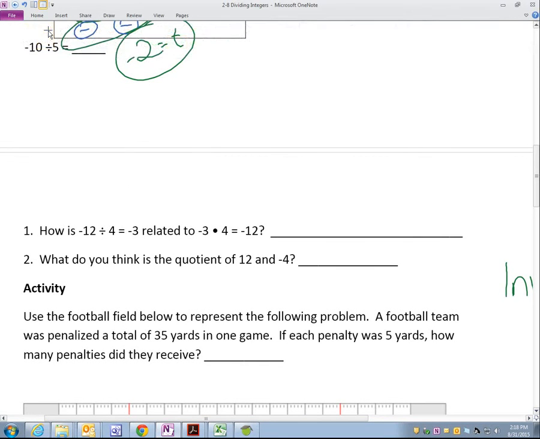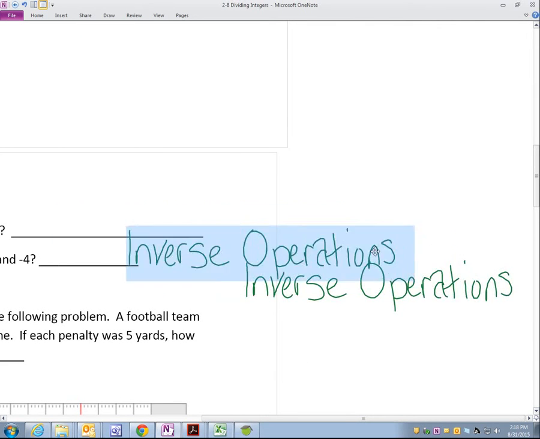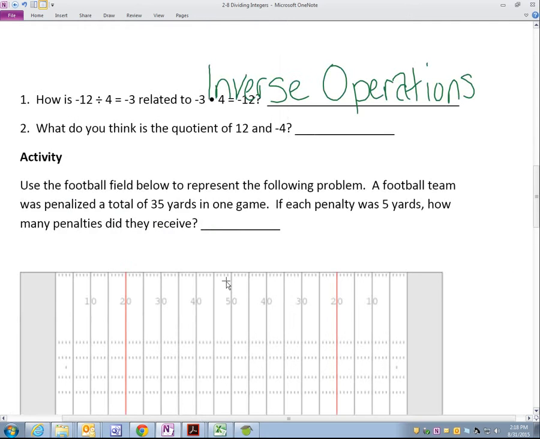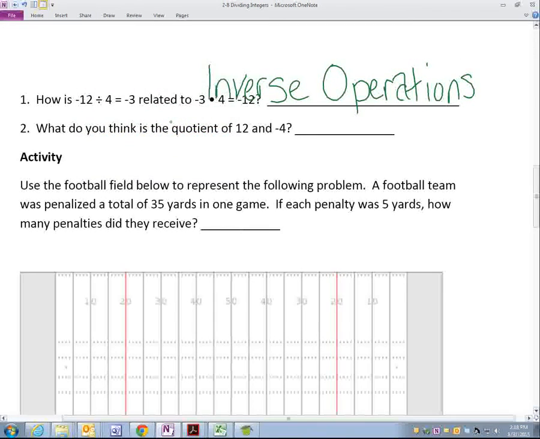So they are inverse operations. So back to the lesson. They are inverse operations. What do you think is the quotient for 12 and -4? Now, this is how this is different. We have the quotient. By the way, the quotient is the answer to a division problem. Okay? The quotient is the answer to a division problem. So what's the answer to the division problem if you're dividing 12 by -4?